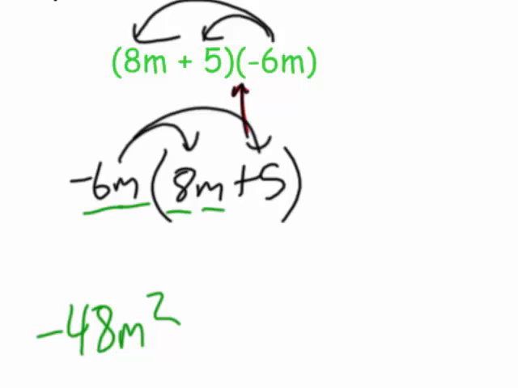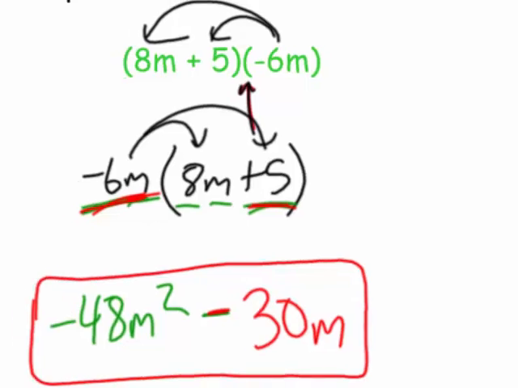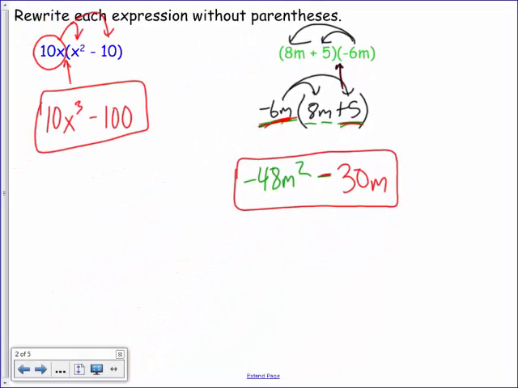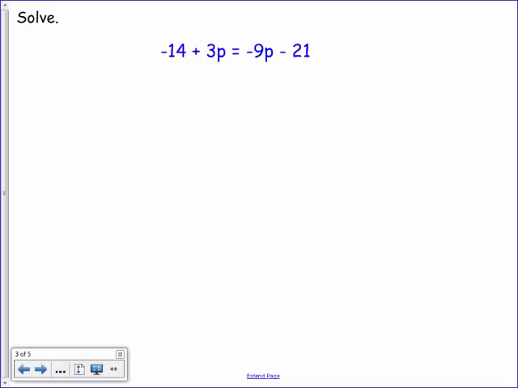And then we got a negative times a positive 5, right? Negative 6m times, so negative times a positive is a negative. And 6 times 5 is 30. And we still have our m left over, right? Because m, nothing else to multiply there. Can't combine those two terms because they're not alike. And we're done. Okay, so hopefully that's just a little bit of review.